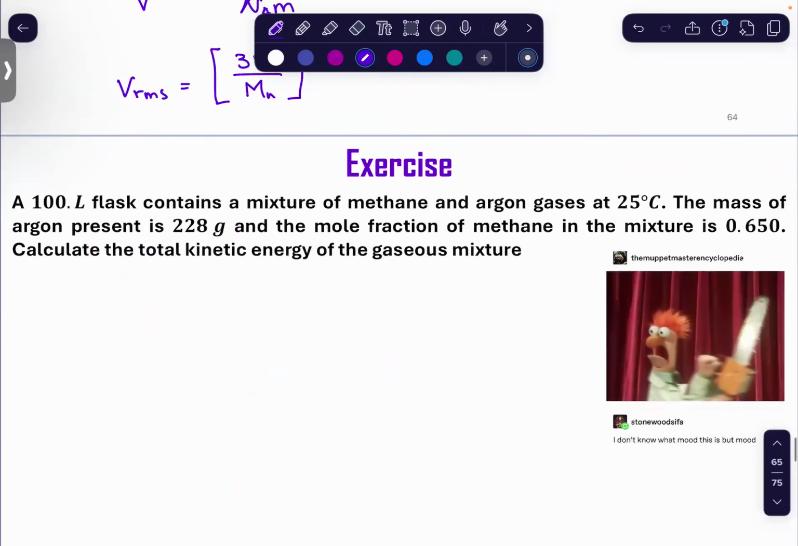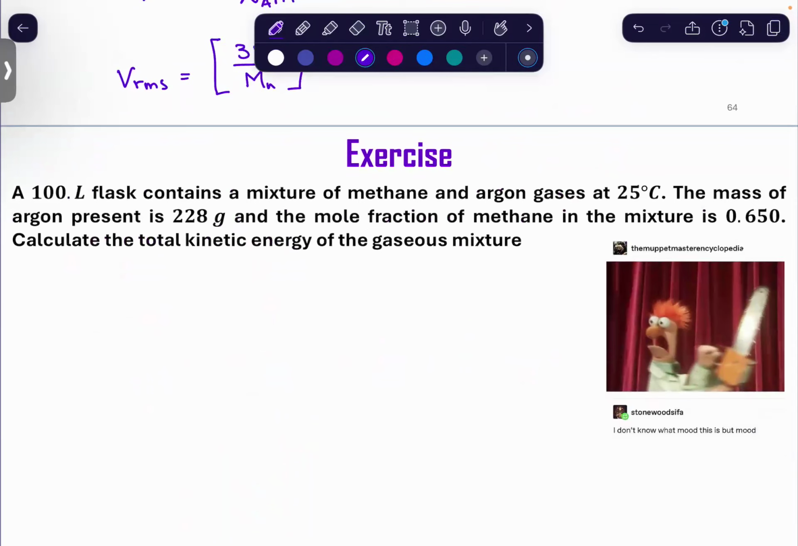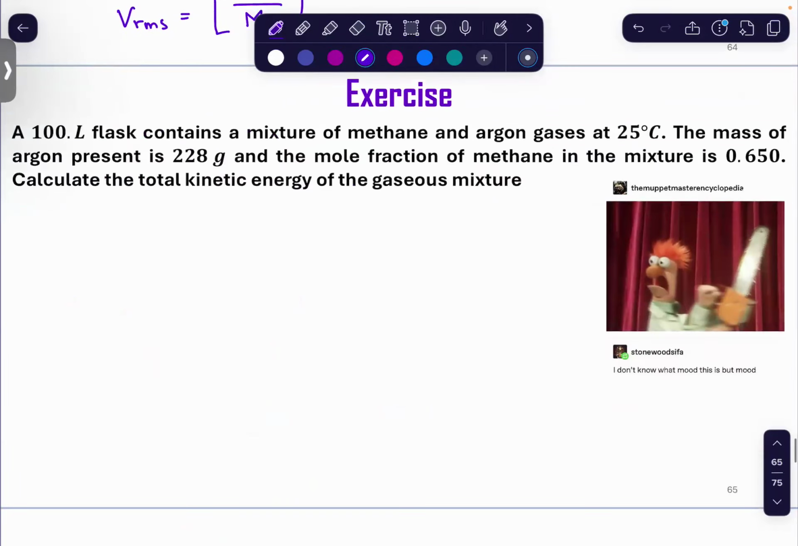Okay, so we're actually going to use the concept of root mean square here. You have a 100-liter flask containing a mixture of methane and argon gases at 25 Celsius. The mass of argon is 228 grams, and the mole fraction of methane is 0.650. Calculate the total kinetic energy of the gaseous mixture. We want total kinetic energy.